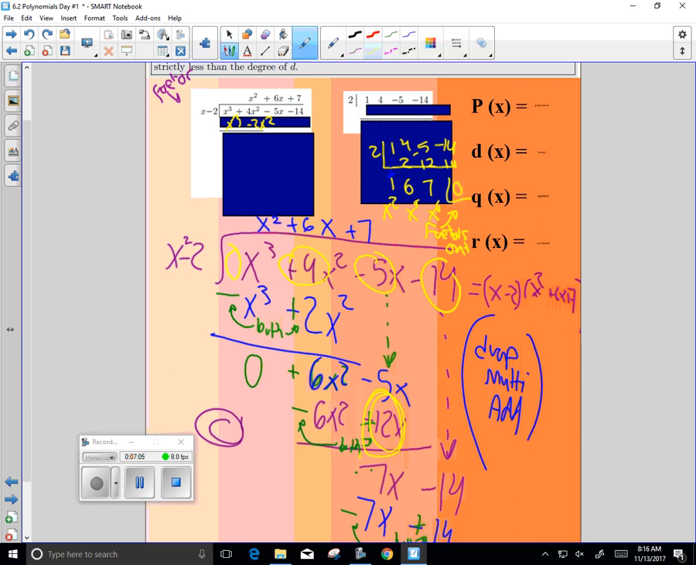Now, just a quick little thing here. The polynomial p of x, that's the whole big thing: x cubed plus 4x squared minus 5x minus 14. The d of x is what you're dividing by. That's your x minus 2. The quotient is what you got for an answer, x squared plus 6x plus 7, and my remainder was 0 for this one.